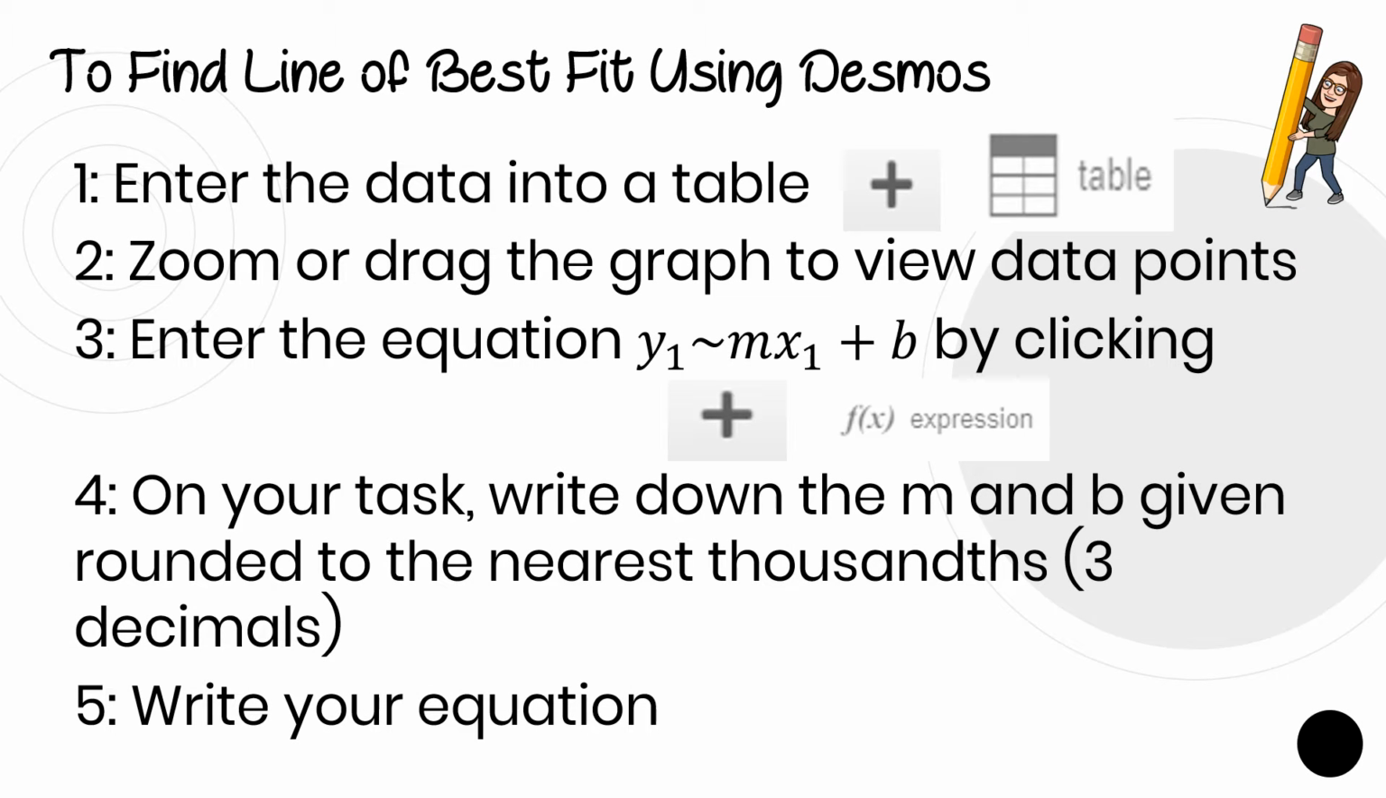All right, now here's where the foldable is going to be necessary. Otherwise, you have quite a bit to jot down. We're also going to explore using Desmos. And to use Desmos, we are going to enter data into a table. We're going to zoom and drag to see all the dots show up on the graph. And we're going to have Desmos tell us the equation by typing in y sub 1 squiggly m x sub 1 plus b. Then we're going to jot down the numbers we're given and write our equation.